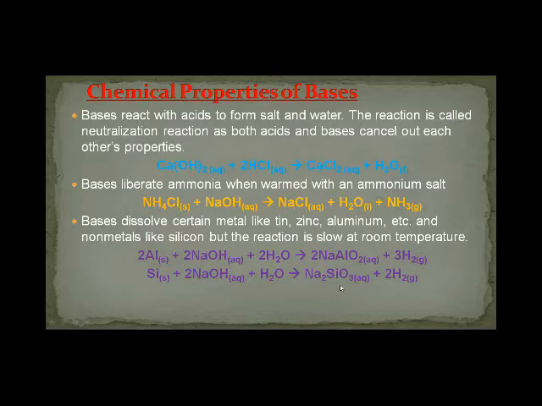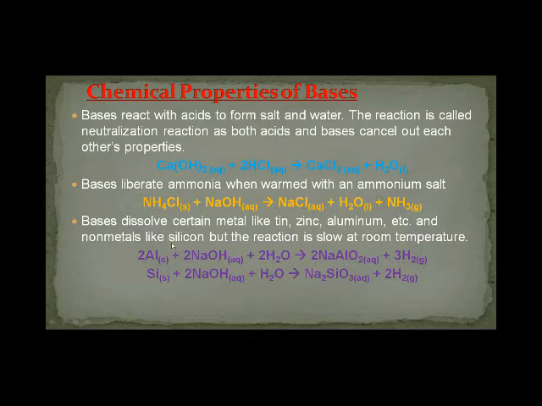It's 3 moles of hydrogen. Whenever a base reacts with non-metals, like silicon Si reacting with the base sodium hydroxide, this reaction occurs in the presence of water. It will form sodium silicate Na2SiO3 and release hydrogen gas. 1 mole of silicon, 2 moles of sodium hydroxide, and 1 mole of water react together to form 1 mole of sodium silicate and 2 moles of hydrogen gas.